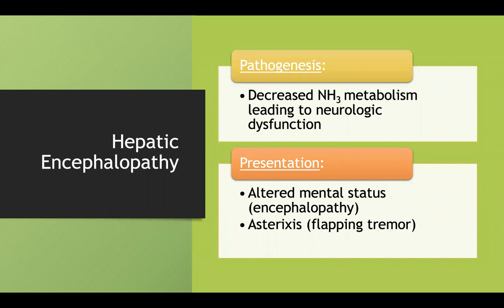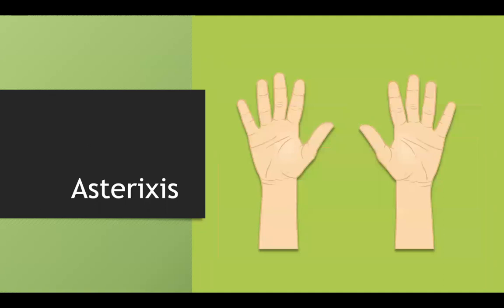You'll also see something called asterixis. And what does asterixis look like? You're going to have your patient put their arms out and point their fingers to the ceiling while keeping their arms spread out in front of them. And if you push, you can either push back on their arm, or sometimes you don't even have to do anything. If you just have them stretch their arms out straight ahead with their fingers pointing to the ceiling, you'll notice that their arms, their hands, and their wrists especially start doing this flapping tremor. So it'll start to do this flapping tremor like this.